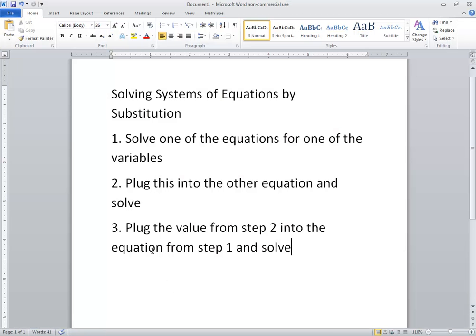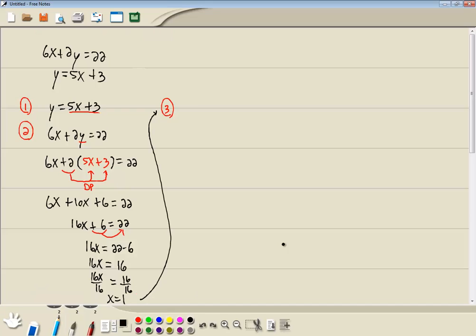Step 3. Plug the value from step 2 into the equation from step 1 and solve. When I say the equation from step 1, this will always be solved for the other variable. So that's the perfect place to plug it into. So we got y is equal to 5x plus 3. And we just said x is 1. So we'll put 1 in for the x plus 3. 5 times 1 is 5 plus 3 is 8. So our answer will be (1, 8).